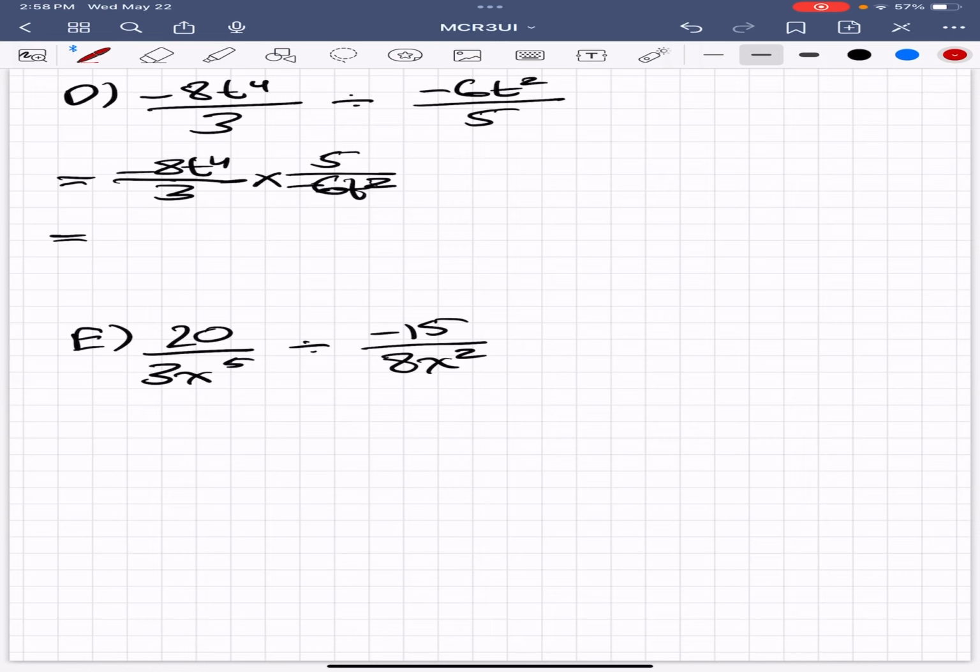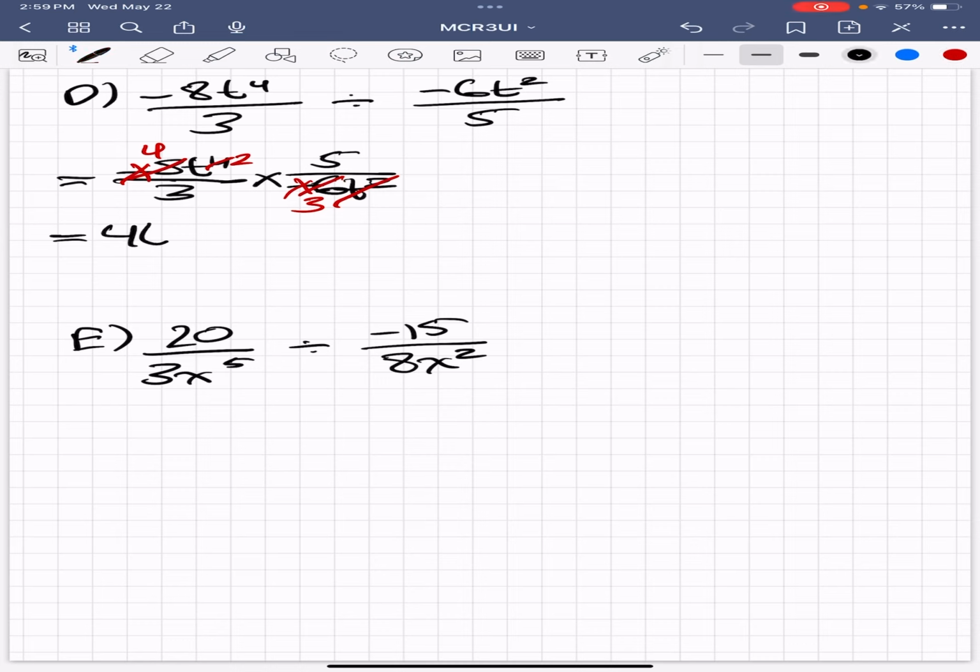Three and 5, those aren't divisible. But this negative 8 and this negative 6, this would be a 4 and this would be a 3, because there's a negative on the top and the bottom, so they cancel out. And then I have t to the power of 2, which I'm going to cross out. Then I'm going to cross out this 4 and write a 2.